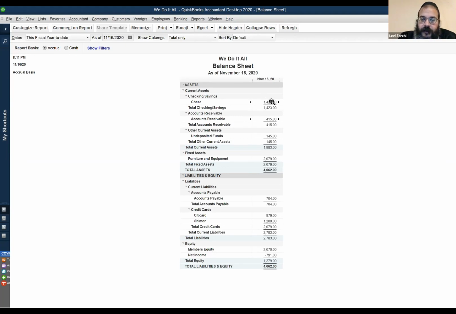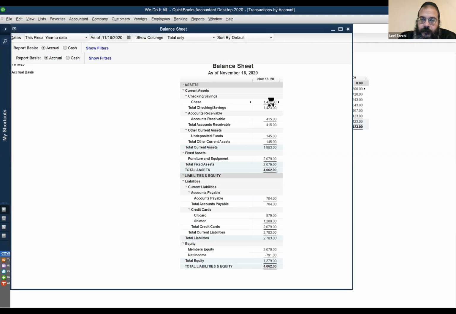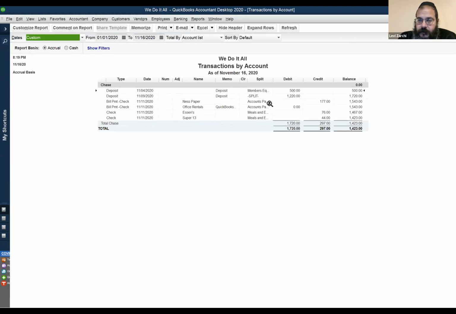If you double click on the bank account, you would see all the deposits that are in the bank account. It'll bring up the check register. Actually, this is not a register. This is a different view. This is a debit and credit view. And again, you see the debits, you see deposits. Deposits are debits. Our bank account goes up as we put in money.